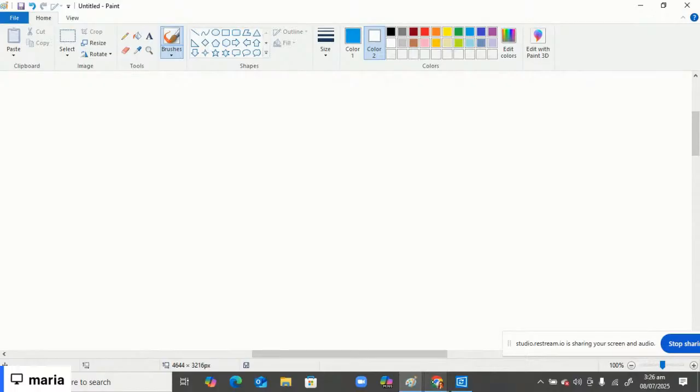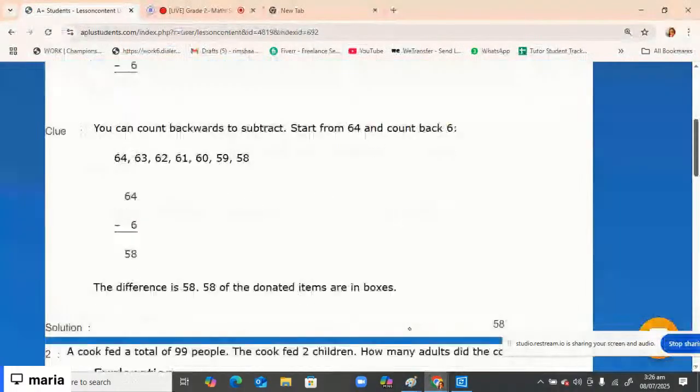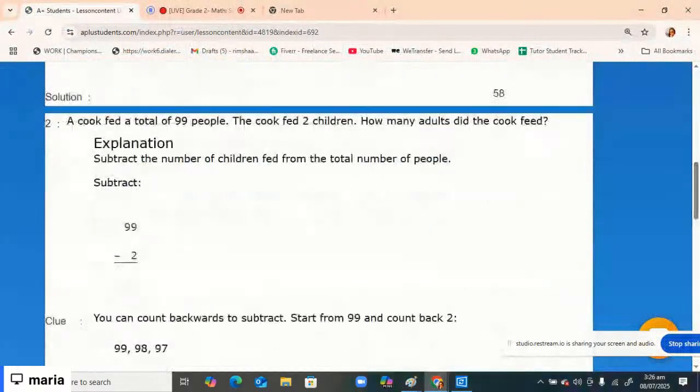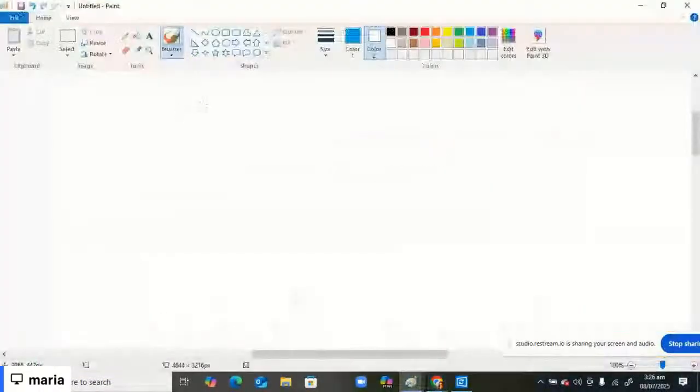Now let's read the next. A cook fed a total of 99 people. The cook fed 2 children. How many total people? These are 99. How many children? 2. So how many adults did the cook feed? So we are going to find out the adults. 9 minus 2. Let's write it here. 99 minus 2.